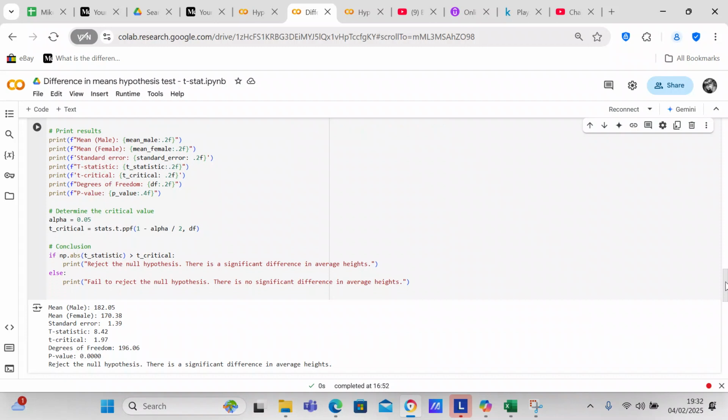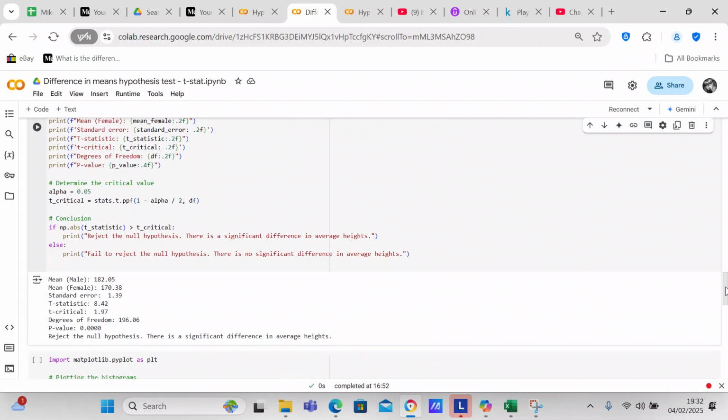So you can see the male mean is 182.05 when the population male mean was 183. The female mean was 170.38 when the population female mean was 170. Standard error is 1.39. Your t statistic is 8.42. Your t critical is 1.97. Your degrees of freedom is 196.06. Your p-value is 0.